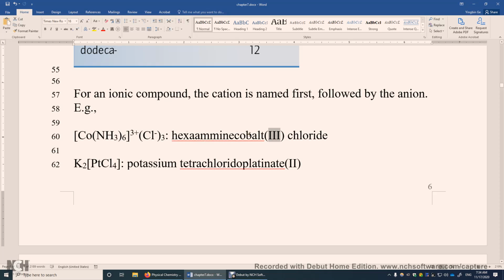Cobalt has 3 plus charges, and in total, the charge of this cationic transition metal complex is 3 plus. Therefore, you have to have 3 chloride anions to balance the charge. So that's why you do not have to say trichloride.